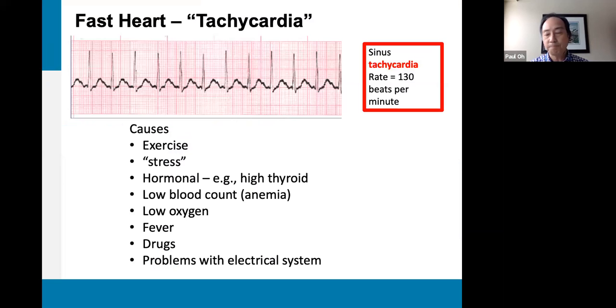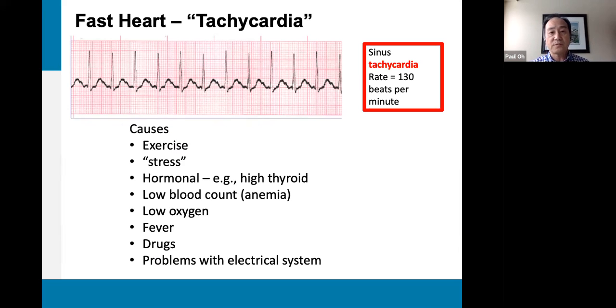That's a nice pacemaker. Okay, let's think about the other side of situations where the heart may go too fast. So this is sinus beating, P wave, QRST, P wave, QRST, not much delay in between. This is going very fast at 130 beats per minute.